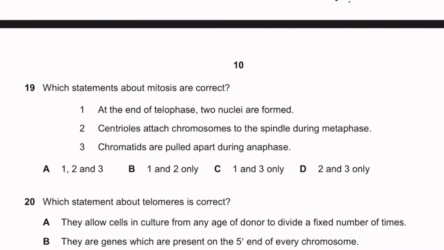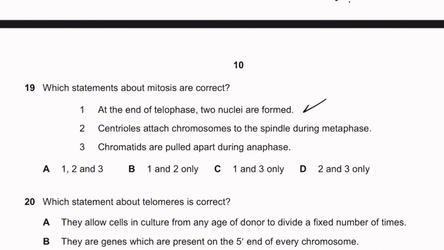At the end of telophase, 2 nuclei are formed. So at the end of telophase, yes, sure, obviously 2 nuclei are formed. Centrioles attach chromosomes to the spindle during metaphase. That is true. The spindle fibers are attached. No, not centrioles. Centromeres are what the spindles are attached to. That's a point of confusion. I just got confused myself.